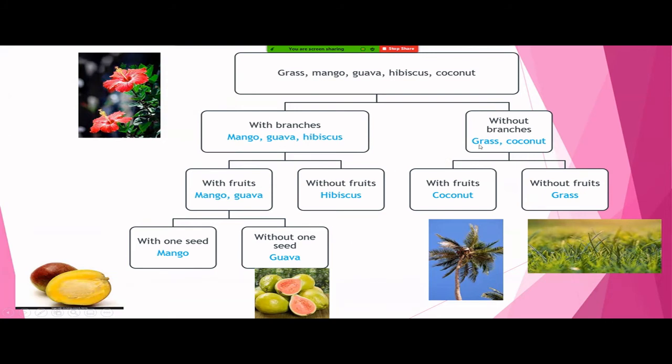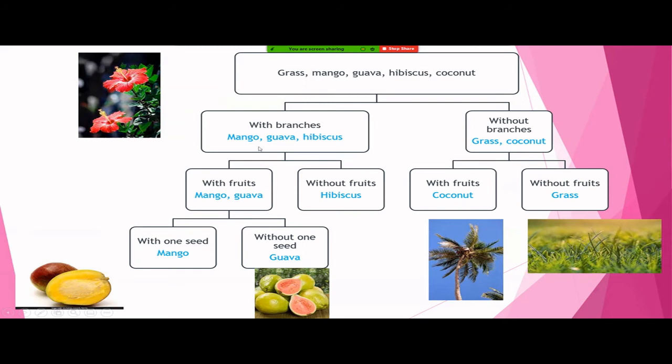So when it comes to this side, we have only grass and coconut, right? You can easily divide it to with fruits, without fruits. This is a coconut with fruits, right? Grass is not having any fruits. So grass comes under this one, right?